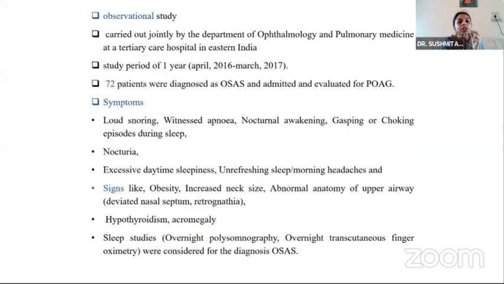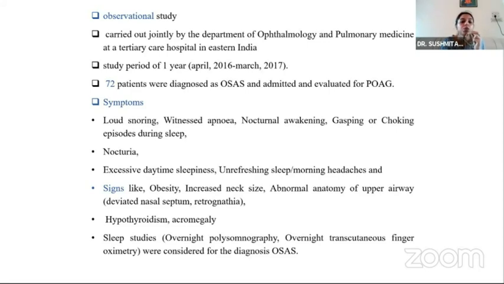This is an observational study which was carried out jointly by the departments of ophthalmology and pulmonary medicine in a tertiary care center. Over a period of 1 year, 72 patients were first diagnosed as OSAS, admitted under pulmonary medicine, and subsequently evaluated for POAG.